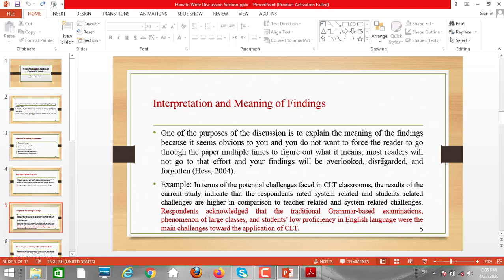As you can see here in this example, the black color is the example from the previous slide, and the red color is the interpretation provided for these major findings. This is how you have to interpret.